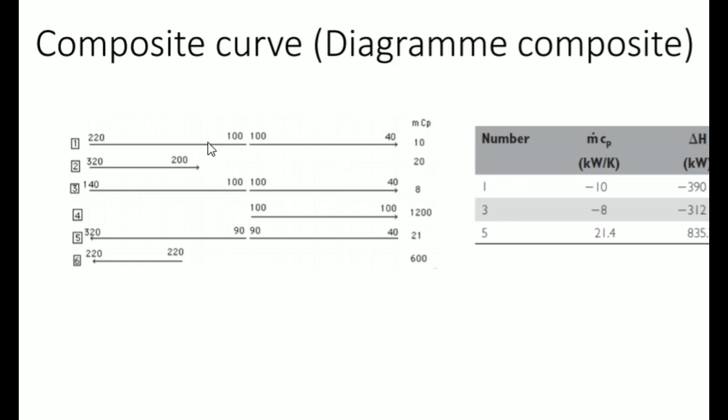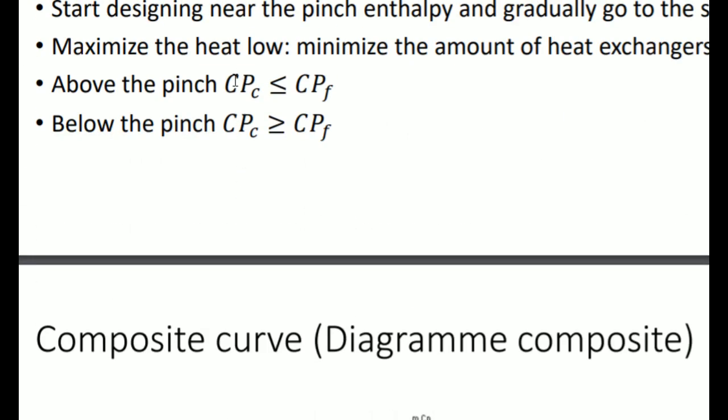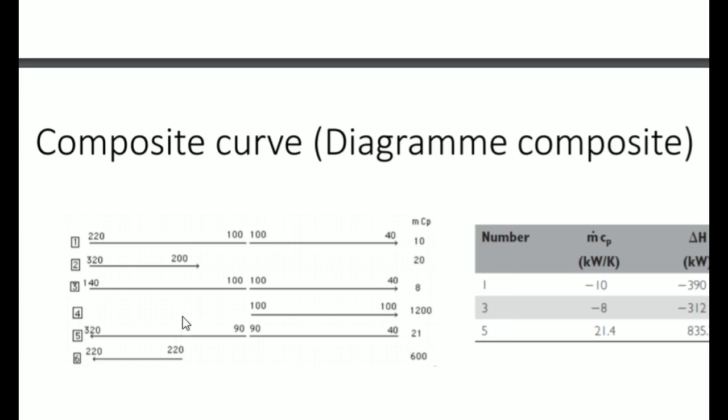So above the pinch we have 1, 3, and 5, because we start near the pinch, and you can see that 2 and 6 do not touch the pinch. So 1, 3, and 5. Now, with the reasoning we did earlier, since we are above the pinch, the CP of the chaud, so hot, must be inferior to the CP of the froid, so the cold. So here we have a flow negative.